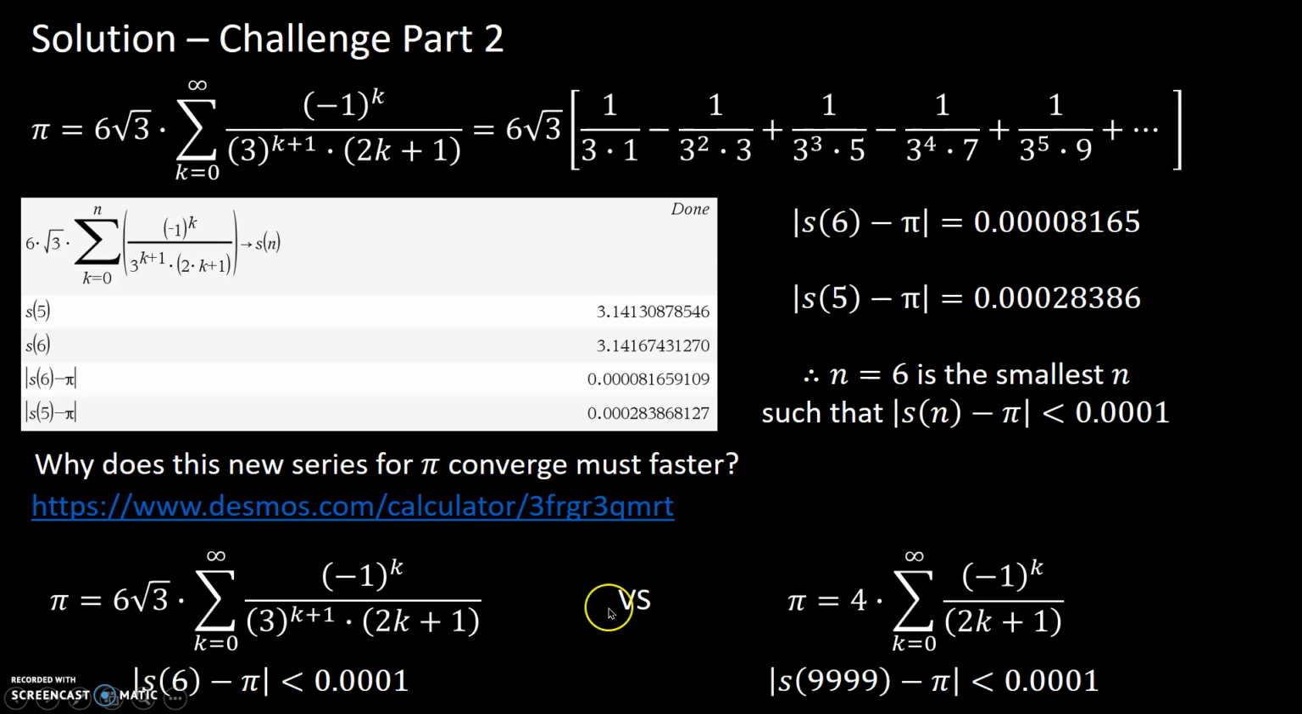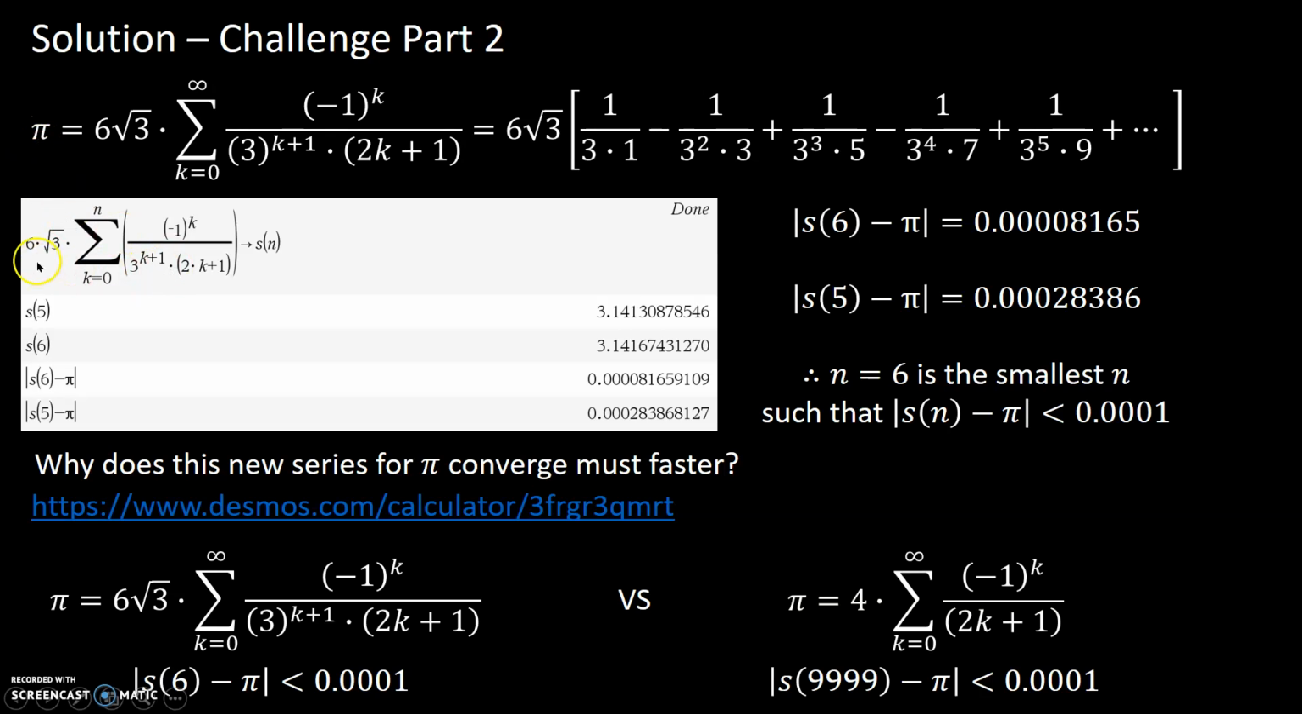So now part 2. Is my new series for pi a better series than my old series for pi? And what do I mean by that? I mean, can we approximate pi with better accuracy using fewer values of the expanded form? So a smaller number of terms. And what it turns out after some investigation, it's a much better approximation.